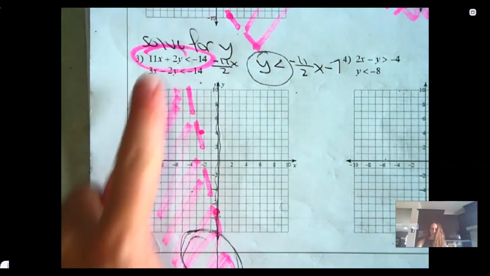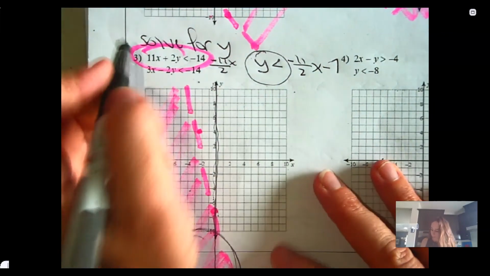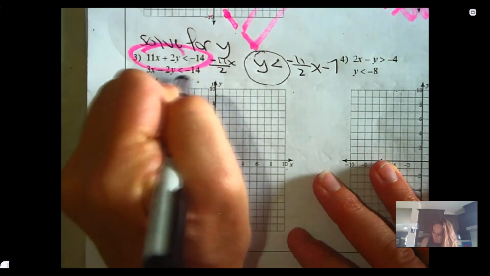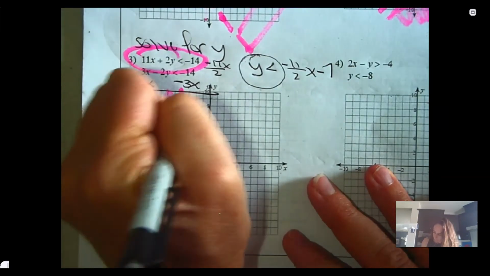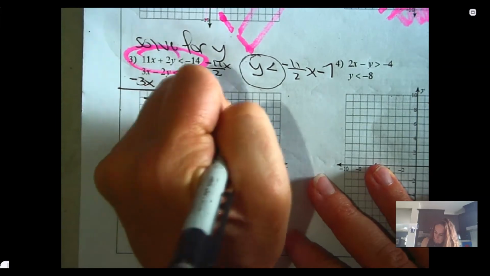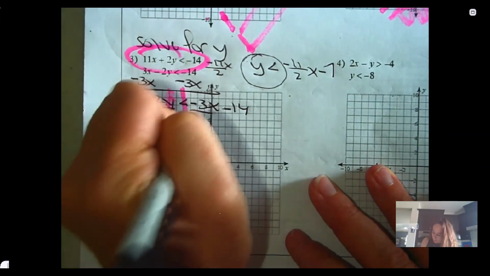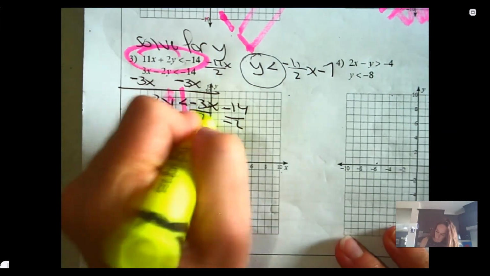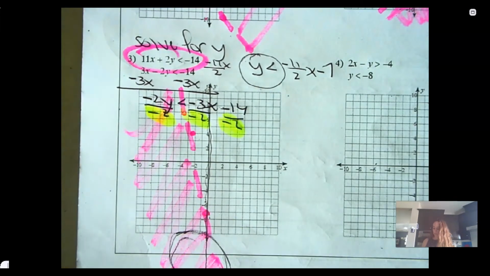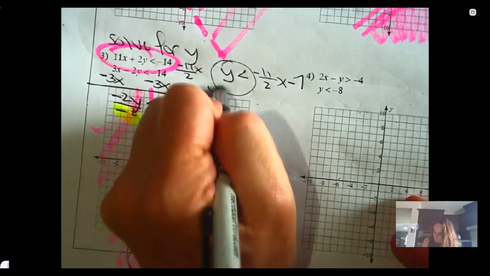I actually want to solve this one for Y. So I would subtract 3x. Nothing new. But when I divide by a negative, my inequality switches directions. Let me highlight that.